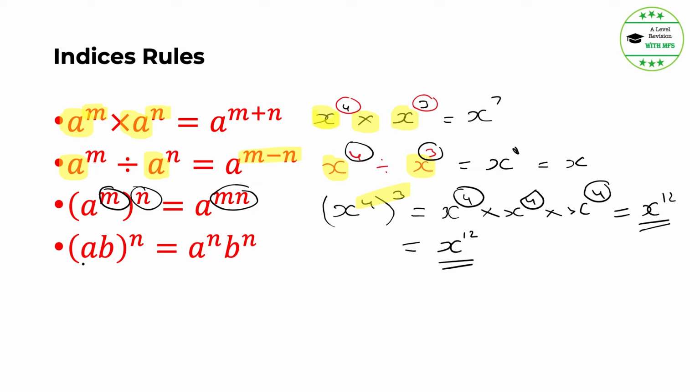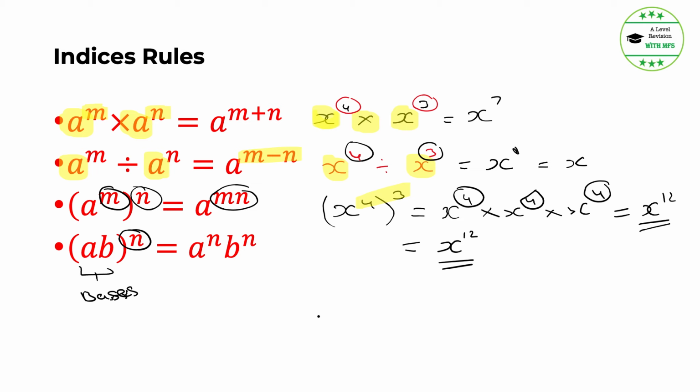And finally, when you have two different bases inside the brackets and the exponent on the outside, as you can see, we have our bases here, and we have our exponent only 1 on the outside, that means each of our bases has the exponent which is on the outside. So ab to the power of n means a to the power of n and b to the power of n. Everything inside the brackets is to the power of the exponent which is on the outside.